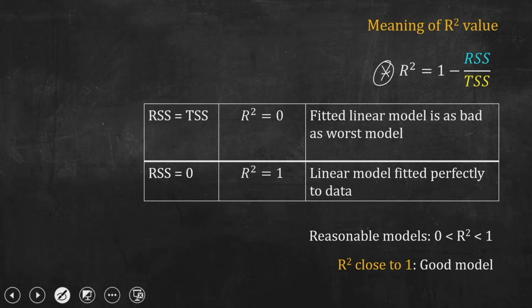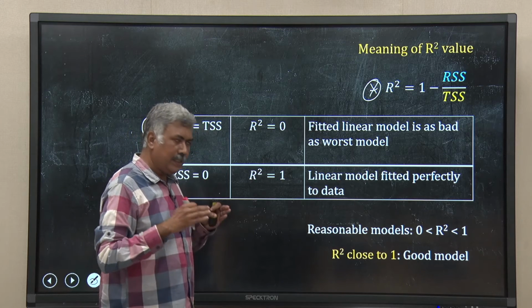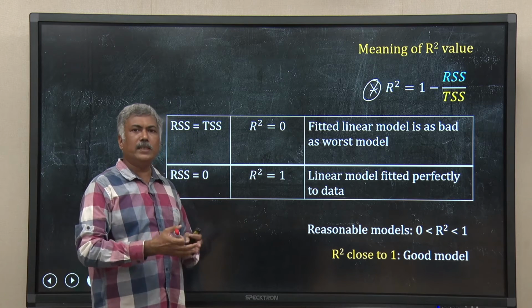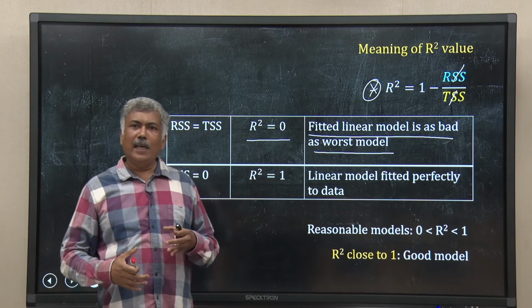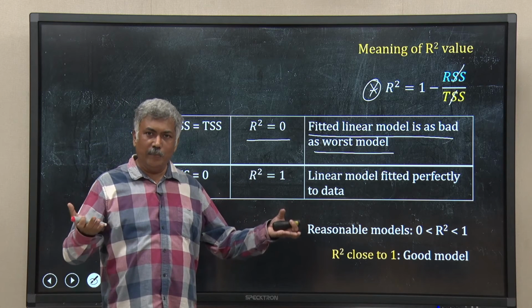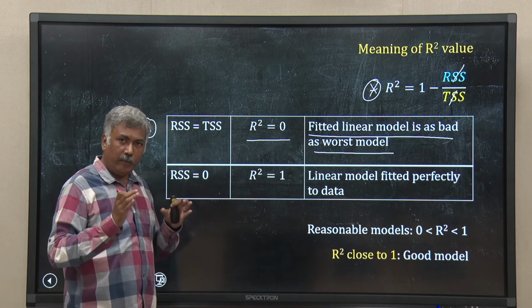Now, imagine the first case: RSS is equal to TSS. That means the error in my linear model that I got from linear regression is the same as the error in the Coarse model, that y is independent of x. That means the fitted linear model is as bad as the Coarse model. So, if RSS is equal to TSS, then these two get cancelled, I get 1 minus 1, and R squared will be 0. So, when my linear model is the same as the Coarse model, where y is independent of x, then R squared should be equal to 0. Good enough, I have got a handle now.